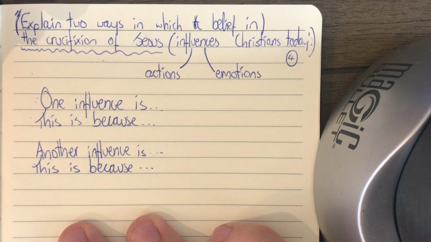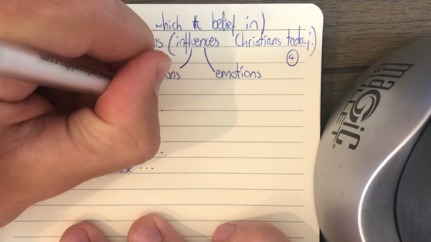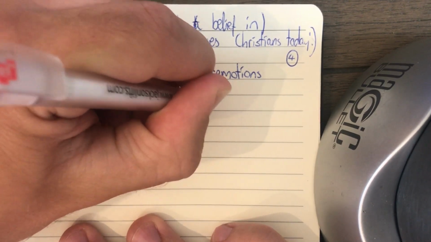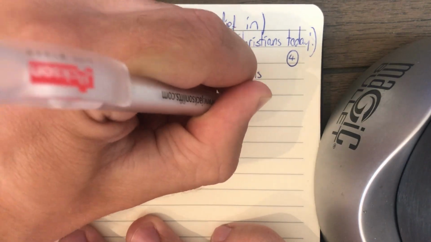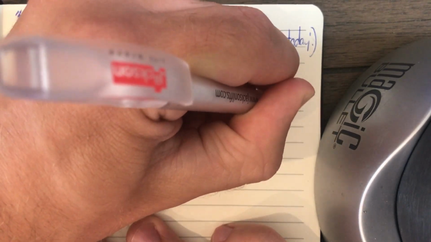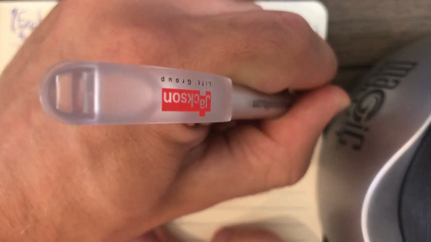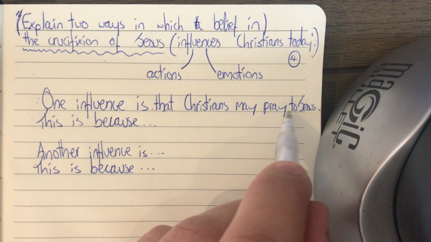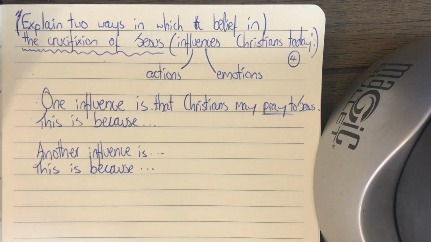Okay, so this first paragraph that I'm going to write is going to be on the influence of prayer. So one influence is that Christians may pray to Jesus. Okay, so that's my influence. My influence specifically is praying to Jesus. That's got me 1 mark because I have stated one clear influence, but I haven't got 2 marks yet because I have not explained why.